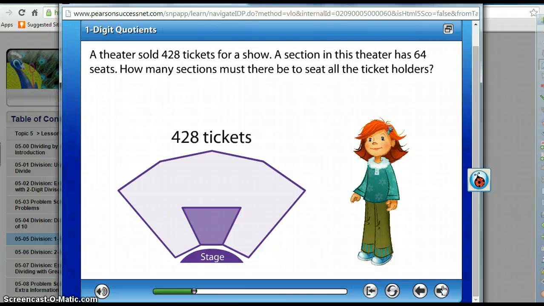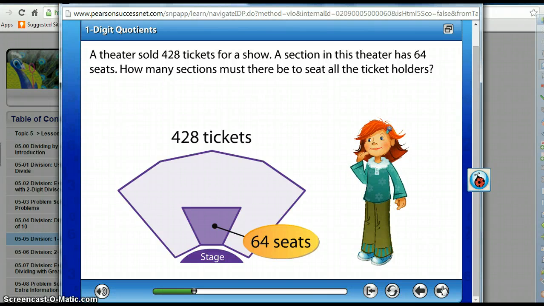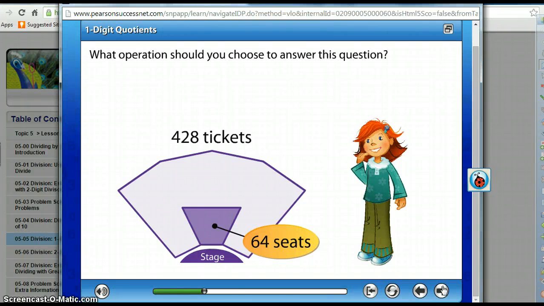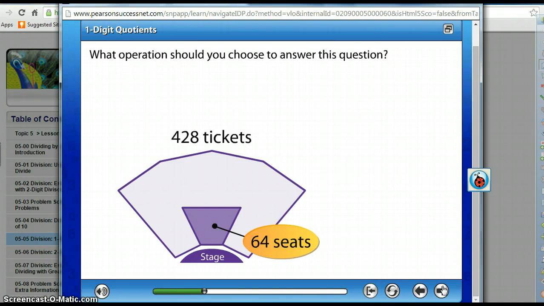A theater sold 428 tickets for a show. A section in this theater has 64 seats. How many sections must there be to seat all the ticket holders? What operation should you choose to answer this question? So when you think of division, think of you have a total. The total in this case is 428 tickets. How many seats? How many groups? So you would use division.